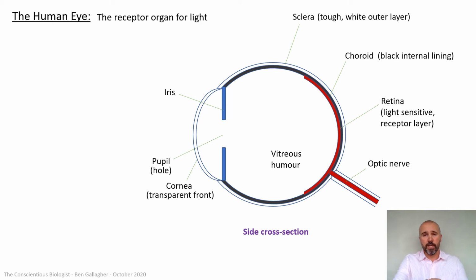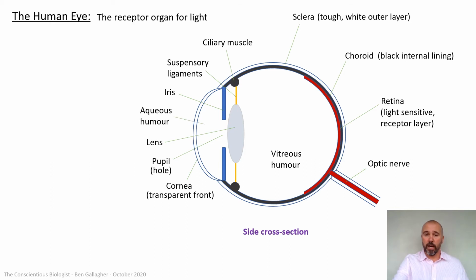That's connected to the optic nerve to carry the signals to the coordinator, which would be your brain. And of course, you've got the lens held in place by the ciliary muscles and the suspensory ligaments to pull it and focus the light. So you've got all the information you should need there about the eye.